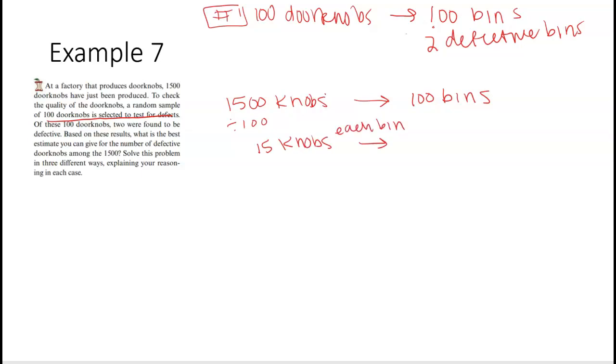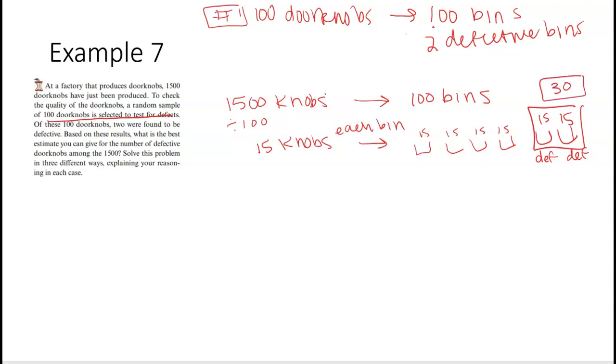So if I've got 100 bins, and that's getting 15, that's getting 15, that's getting 15, I know that there's going to be 2 bins that are defective. So 2 of these bins are going to be defective. So how many are defective? 30 are going to be defective. All right, let's do another method.